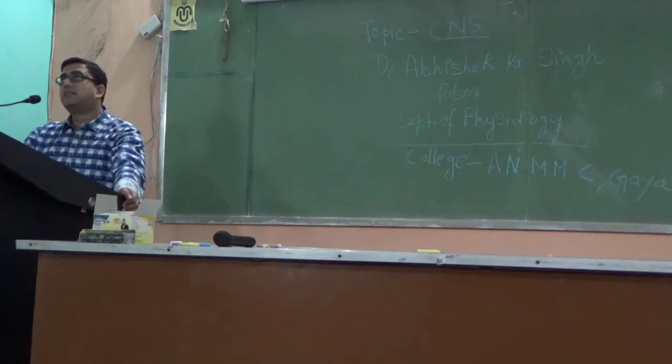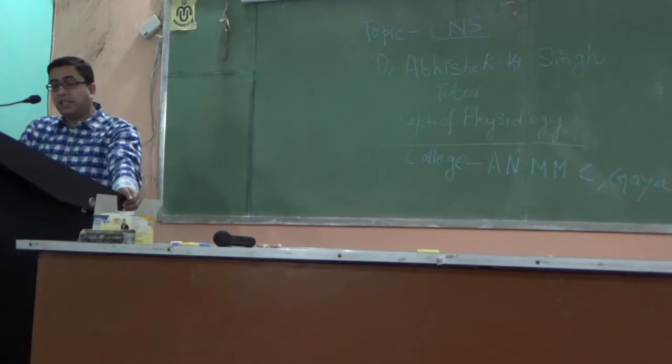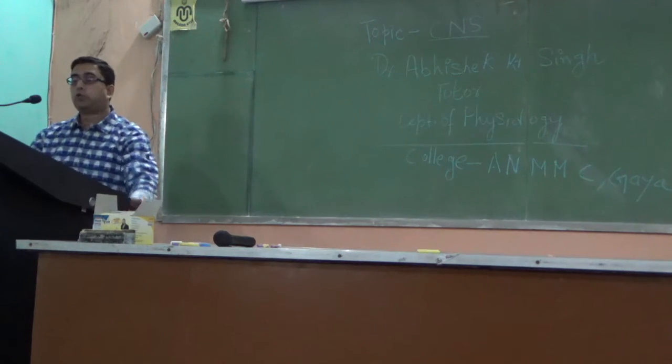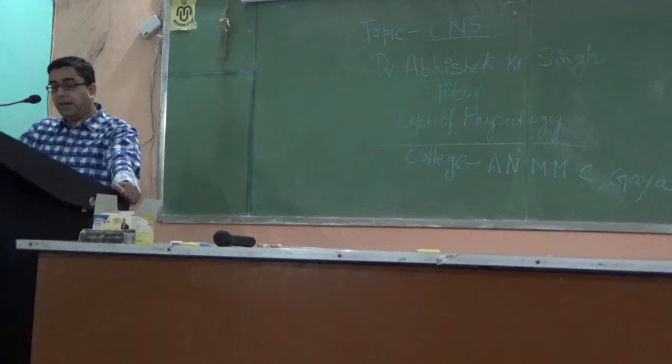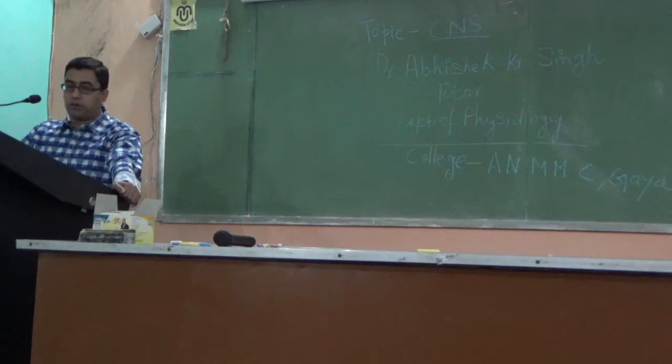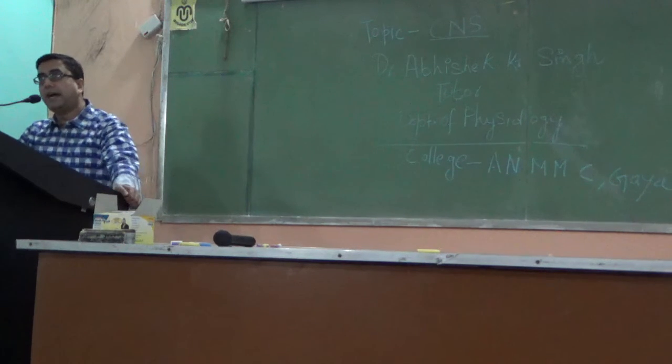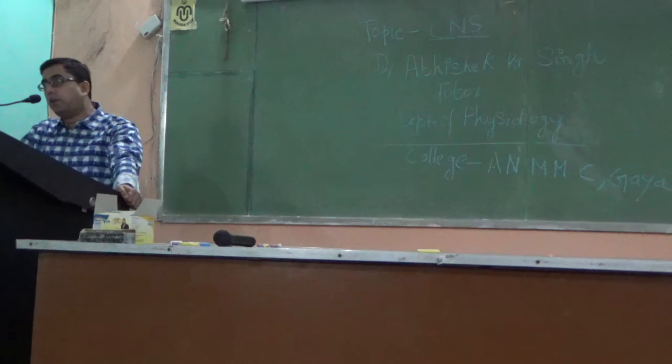So basically the central nervous system, or the CNS, includes two things, brain and spinal cord. Brain as such is divided further into three categories: forebrain, midbrain and hindbrain. Forebrain is also called prosencephalon, midbrain is also called mesencephalon, and hindbrain is also called rhombencephalon.